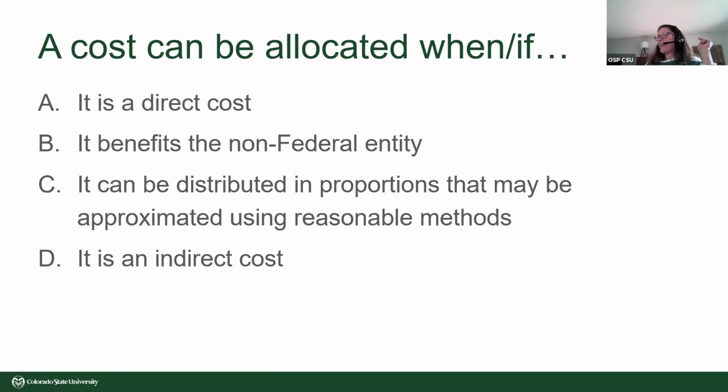Okay, a cost can be allocated A, when it's a direct cost, B, when it benefits the non-federal entity, C, it can be distributed in proportions that may be approximated using reasonable methods, or D, if it's an indirect cost. When can costs be allocated?